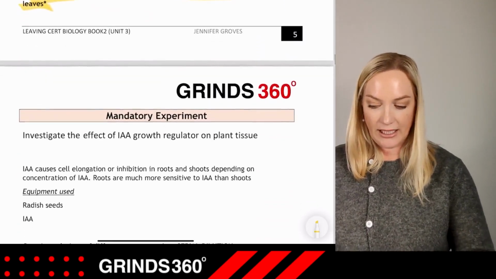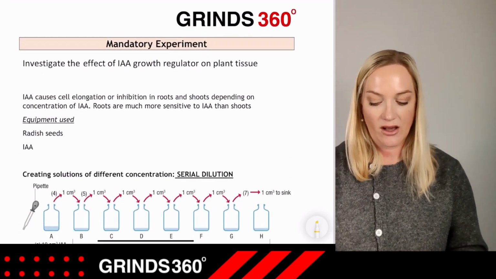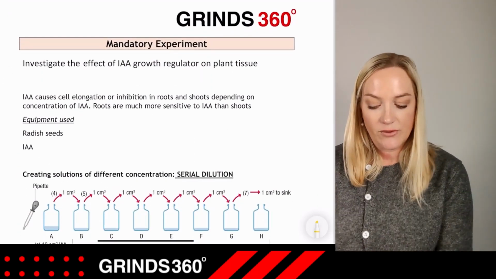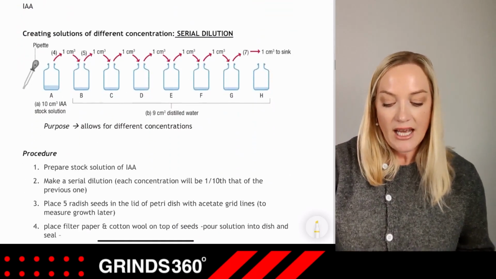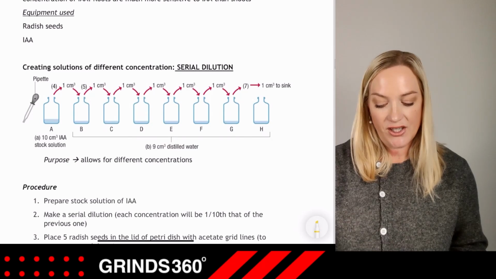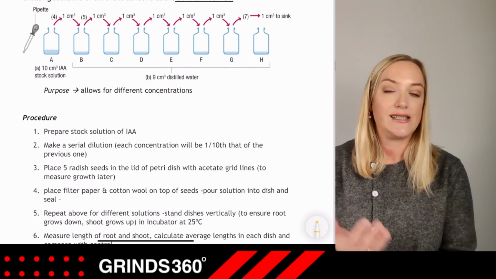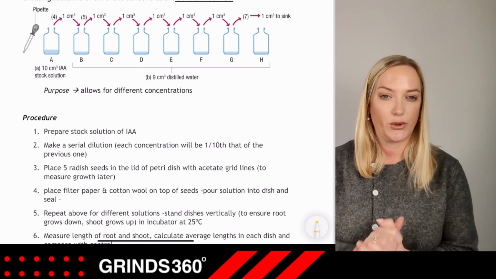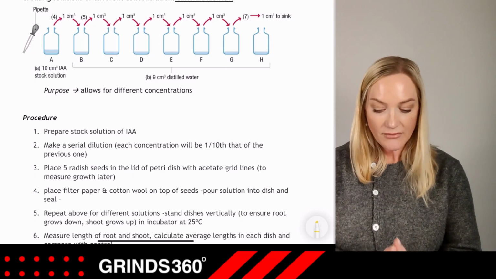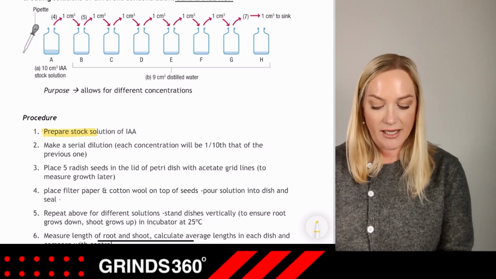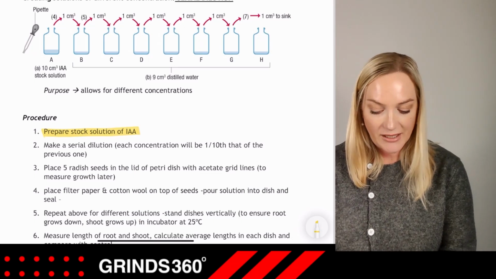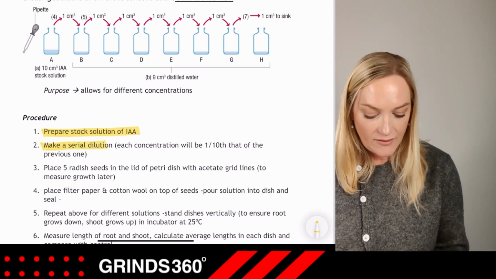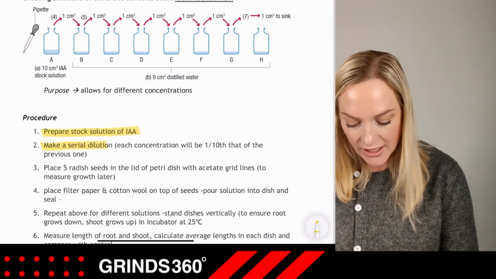Now, if we look here at our mandatory experiment of IAA, just to remind you, IAA causes elongation or inhibition of the roots. So we use radish seeds. The first thing you're going to do is safety. Put on your gloves and your lab coat. You're going to make a prepared stock of IAA, a serial dilution, and how you do that, I add in here, at different concentrations.